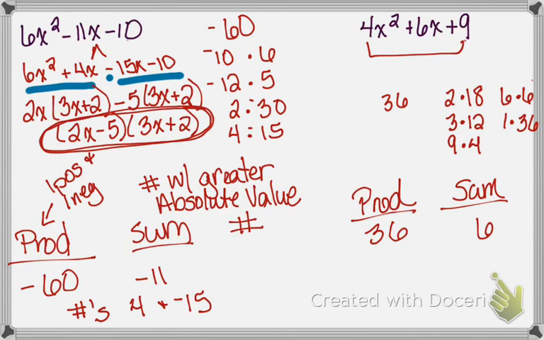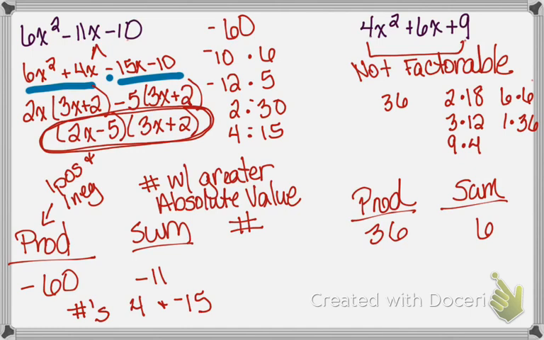Do I have any numbers that I can multiply together to give me 36 and add together to give me 6? No, I don't have any. So what has happened here is this is not factorable. Another term that you might hear for that trinomial is that it's prime. Okay? You might hear that it's prime.